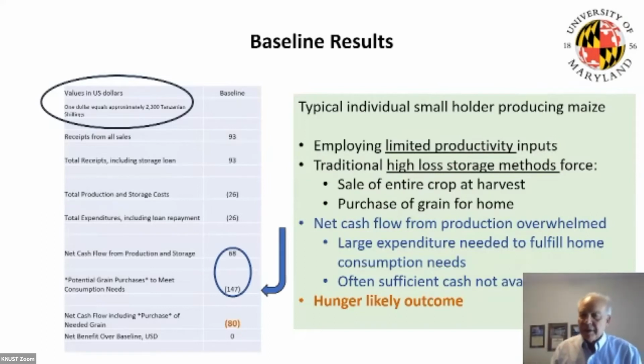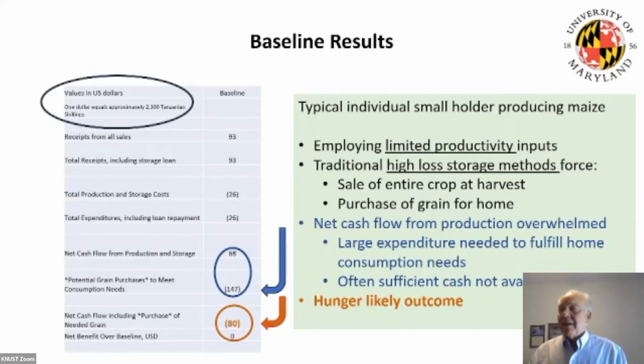Net cash flow for production, there is a net cash flow of $68 a year. But remember, the farmer had sold all the maize, which means they need to buy maize back during the year. Buying from a trader or even from local markets, the grain is higher priced just because it's being purchased. And then as the year progresses, typically the cost of the grain goes up that the farmer is purchasing back. The result of this, given the assumptions and the data provided to us, is an outflow of $147 a year, which results in a net loss, a net deficit of $80 a year.